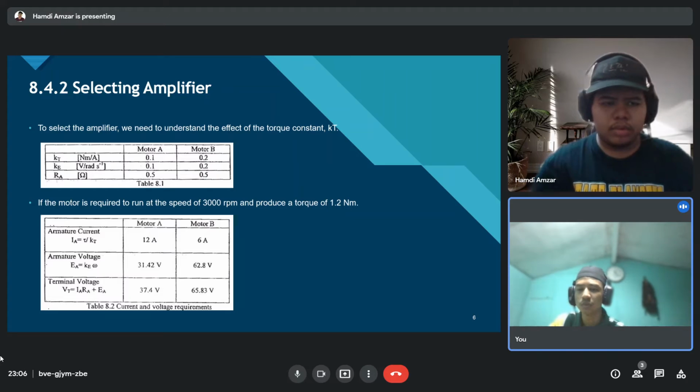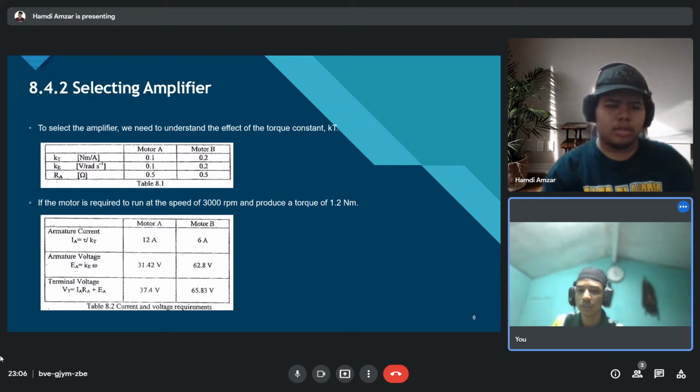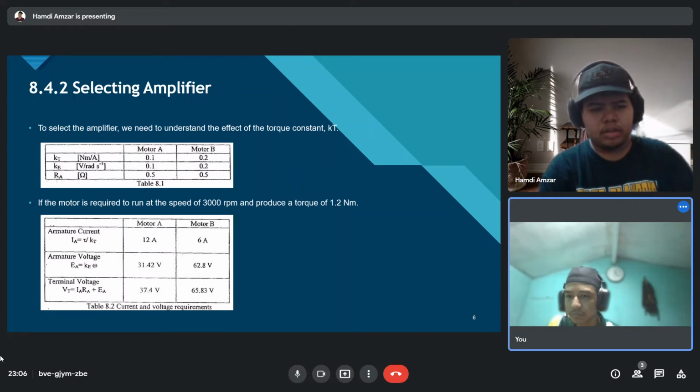If the motor is required to run at a speed of 3k rpm and produce a torque of 1.2 Nm, the armature current Ia equals T per Kt. Motor A 12A, motor B 6A. Armature voltage Ea equals Ke times omega.